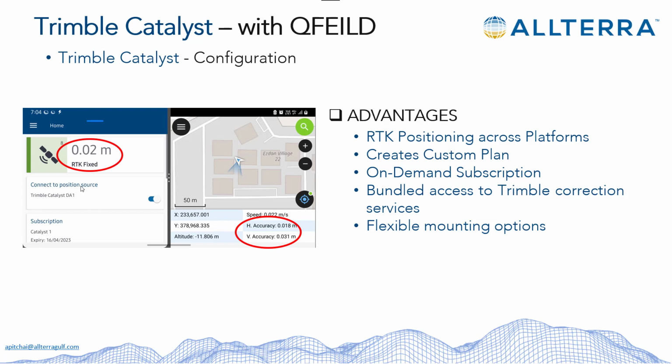So now this is the advantage of using Catalyst. This RTK positioning is available across all platforms. Anything you use in the mobile can now use RTK level accuracies. So any GIS data collection app which you have in your mobile, or in an iPad or an Android device or anything, can use this positional service to create highly precise data for your GIS assets.